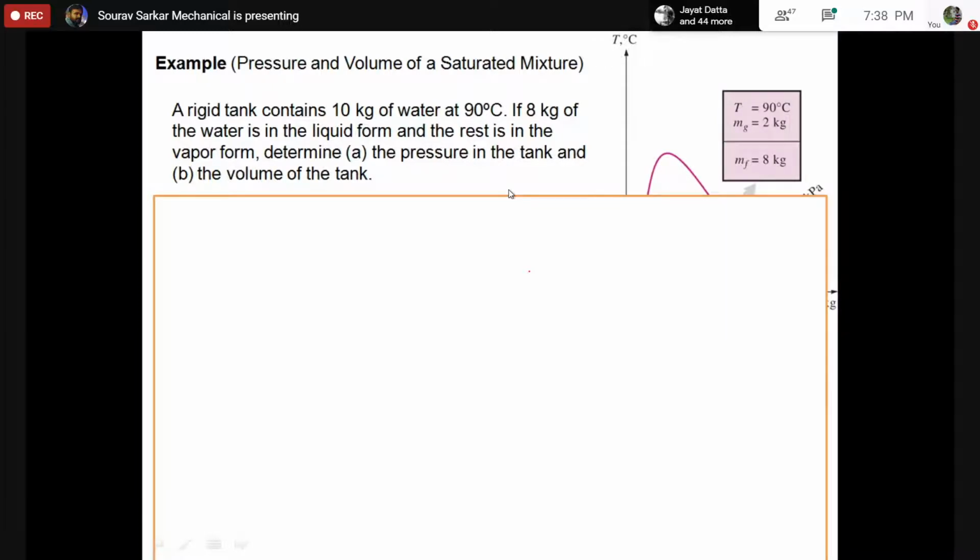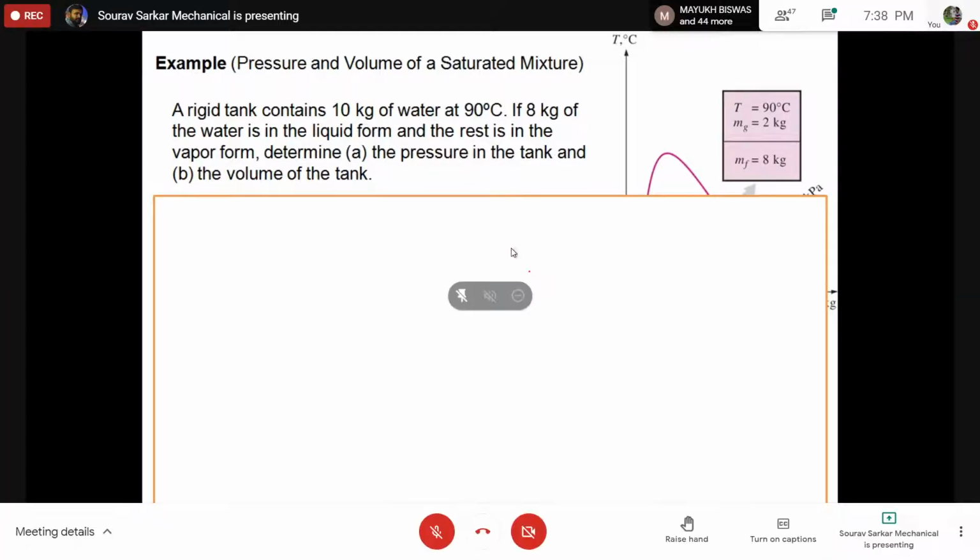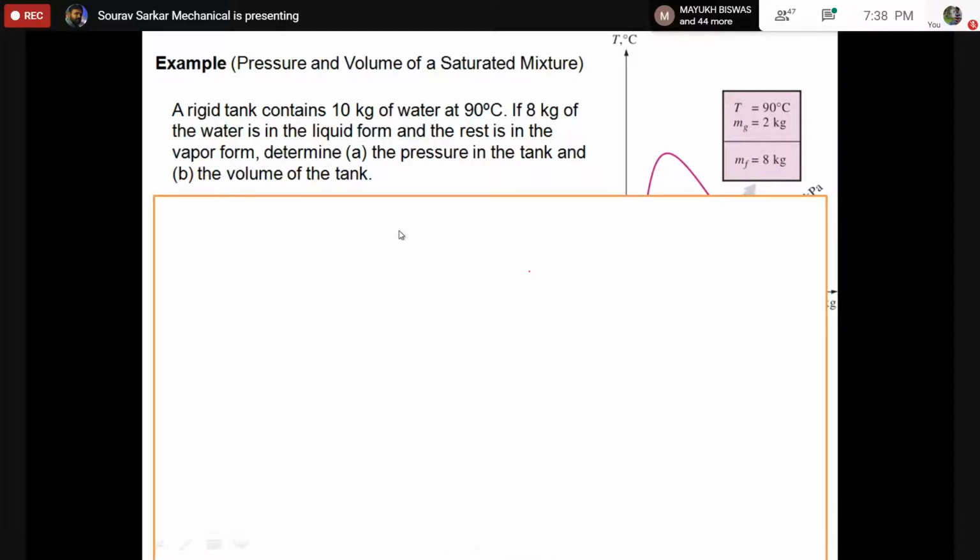1/5. Okay, fine. So basically 0.2. Yes. What will be the pressure? At 90 degrees Celsius, pressure will be 70.183 kPa.